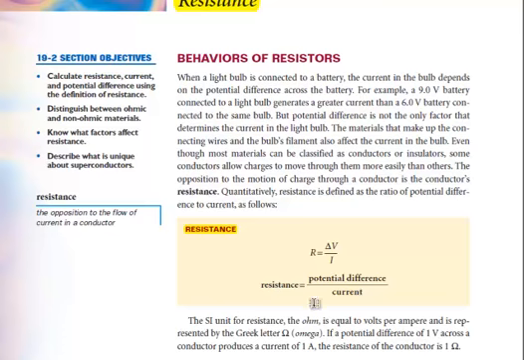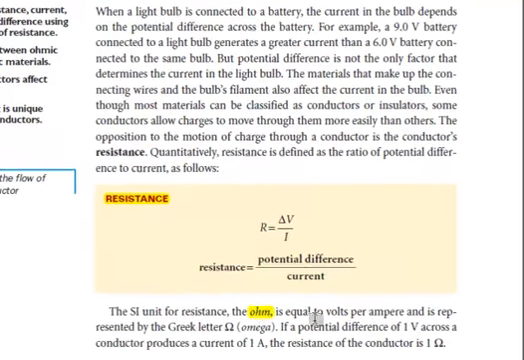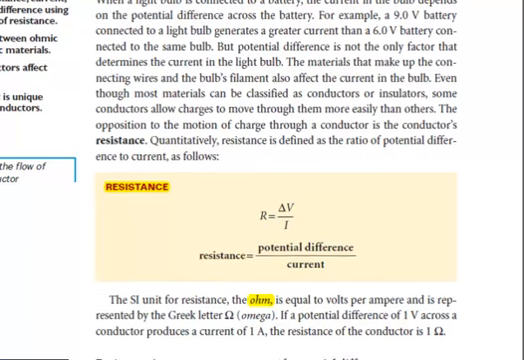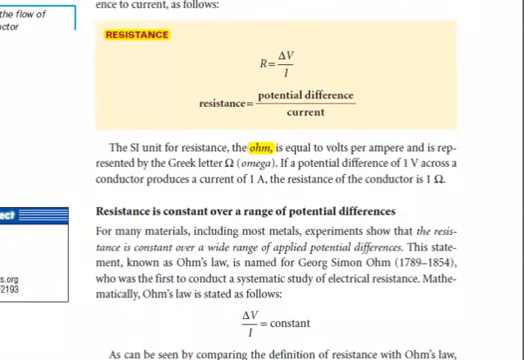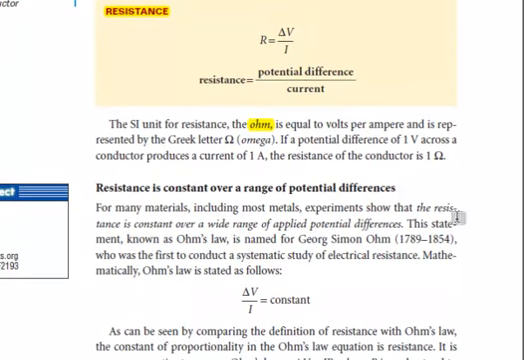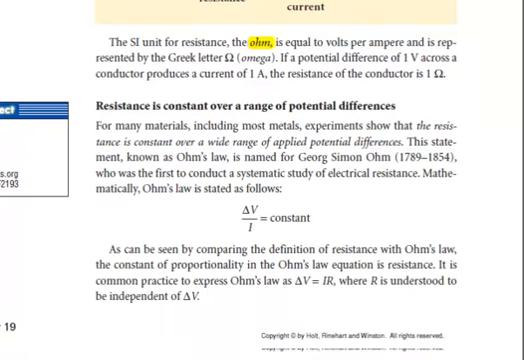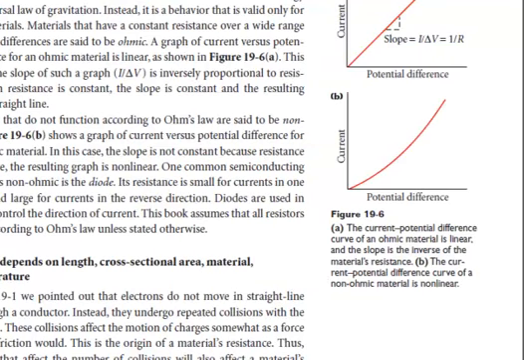Now, the unit for resistance is the ohm. For things that follow Ohm's law absolutely to the letter across a very wide range of potential differences, we call those substances ohmic substances. So things that are ohmic always are going to follow Ohm's law. And if I graphed an ohmic substance with current and potential difference, I get a nice straight line.